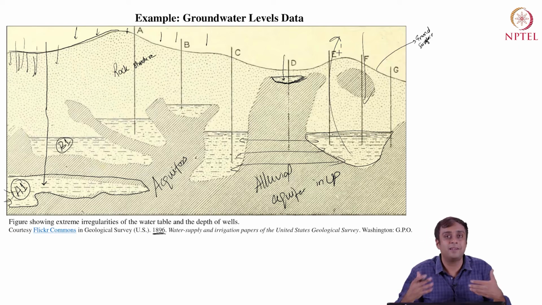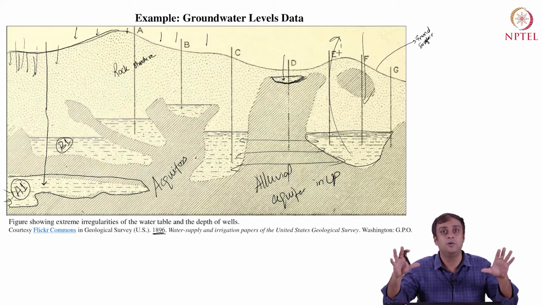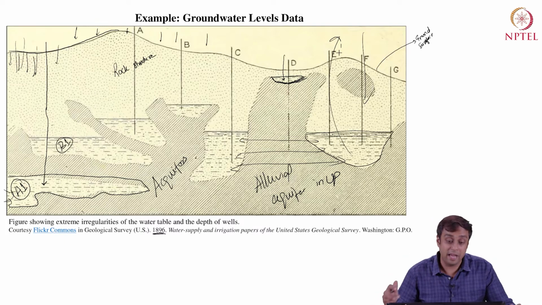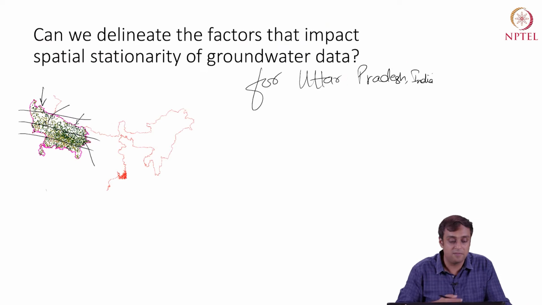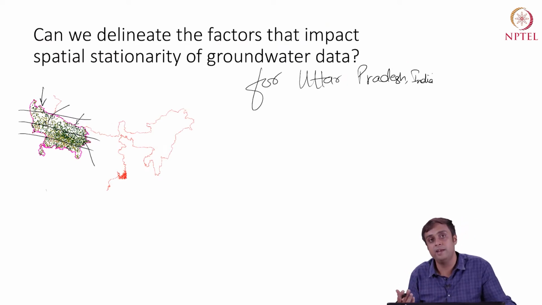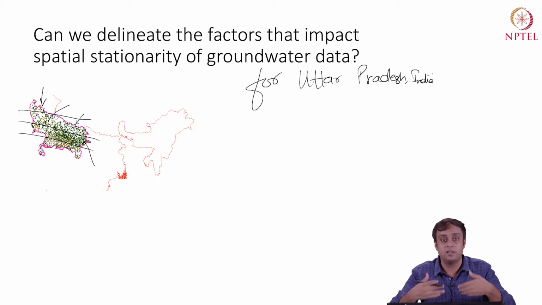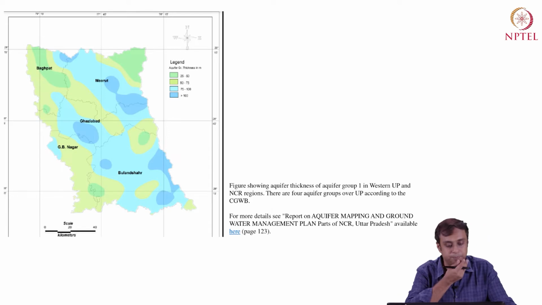That is not to say that we can now blindly assume that UP by itself is a spatially stationary domain as far as the groundwater data are concerned, right? Well, what we will see is probably not, because there are other factors to worry about. Okay. So here is another data on aquifer thickness in meters across UP.